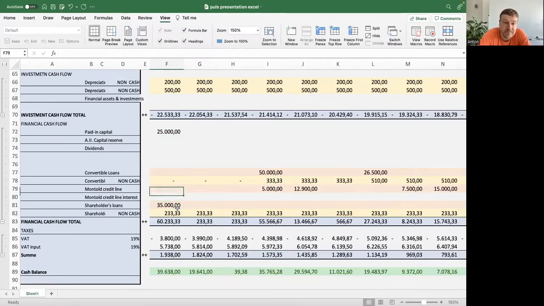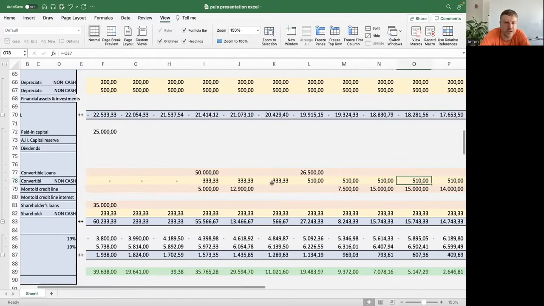And then convertible loans. As I told you already, convertible loans are most probably given to you by some friends or some business partners. They give you a loan, but are willing to change it into shares in the future. That's why they don't want your interest to be paid. They want it just to be accumulated and exchanged into shares. So that's why I put it as non-cash.